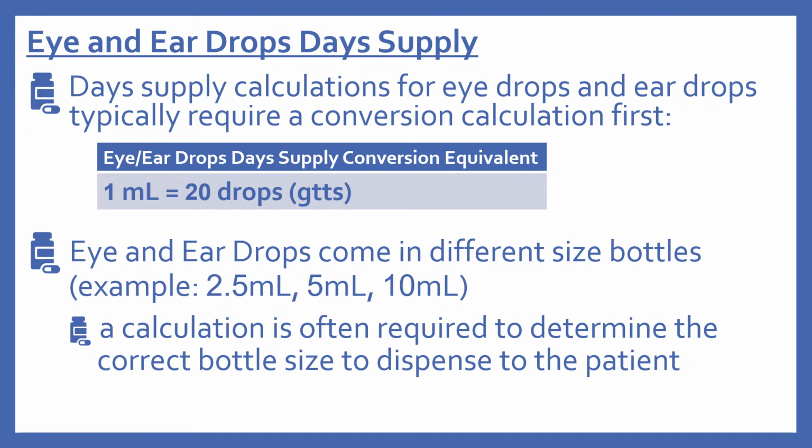So eye and ear drops come in different size bottles. For example, we can have a 2.5 milliliter, 5 milliliter, or 10 milliliter bottle. It's the same product, but they just come in different sizes. And sometimes a calculation is required to determine the correct bottle size to dispense to the patient with eye and ear drops. So we'll look at an example of that as well.